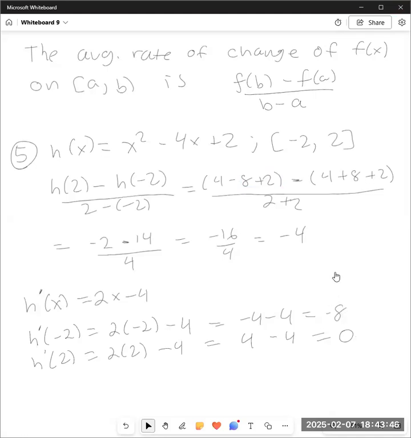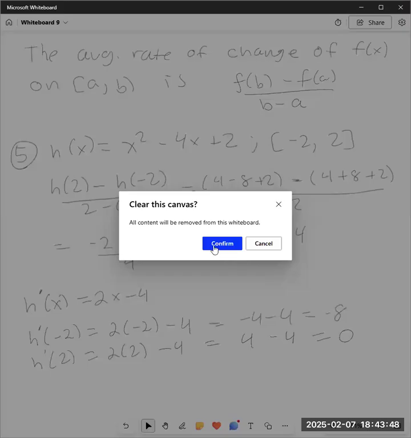Let's look now at number 7. Number 7 says f of x is equal to 3x to the 4 thirds, and it's on the closed interval 1 to 8. Now, I can't use the mean value theorem here to tell me necessarily what's going on.